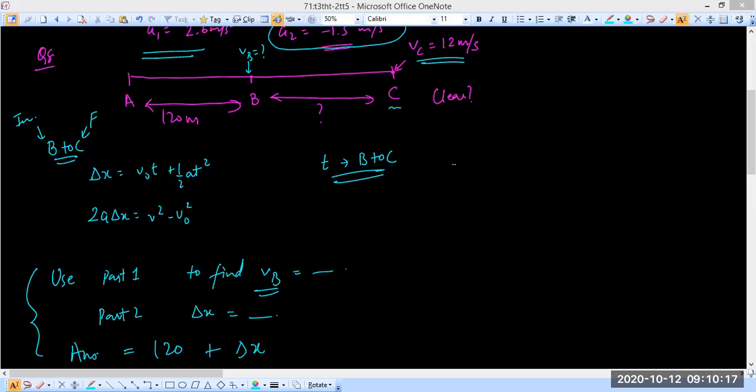No, Ankita, no. 12 meter per second is not the velocity of the object at point B. Read it carefully. You have misunderstood the question.